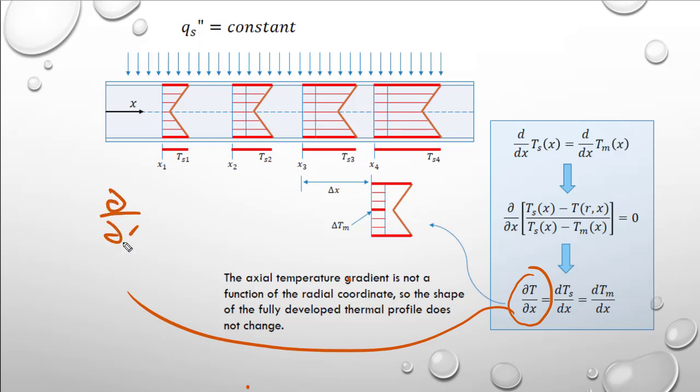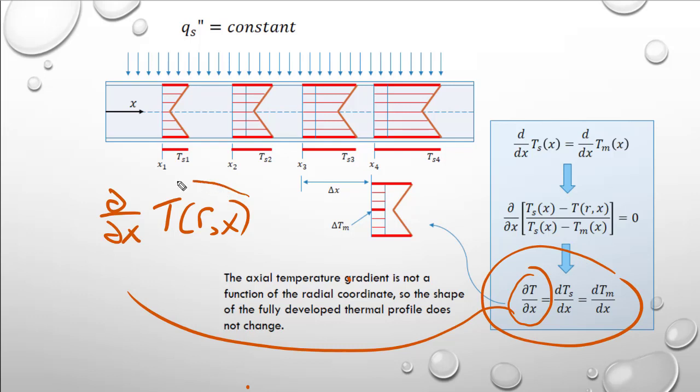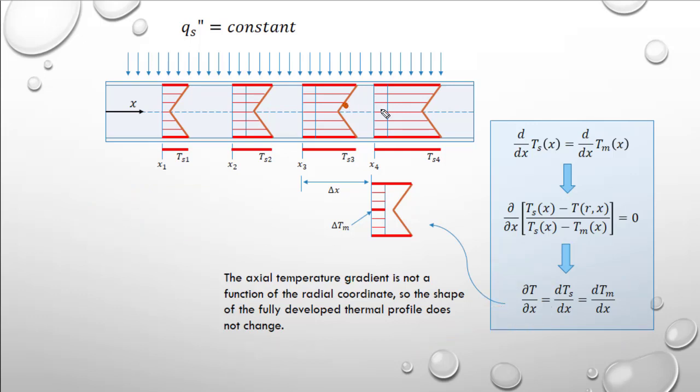this is ∂/∂x of T, which is a function of r and x, but this equation implies that this derivative is solely a function of x. So what that means is that at every r location, the change as we move down is constant, and then as we move out, it's a different value, but it's a constant value. So if we started out with this distance and then we have this distance, it's a set change that's being applied all the way through the fluid. So that means that this profile doesn't change. So for thermally fully developed flow, where we have a constant heat flux, the actual shape of the profile does not change.